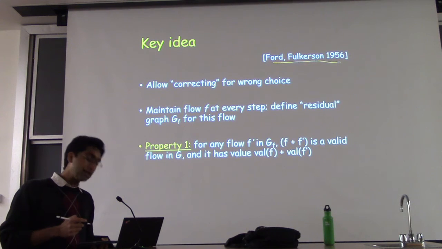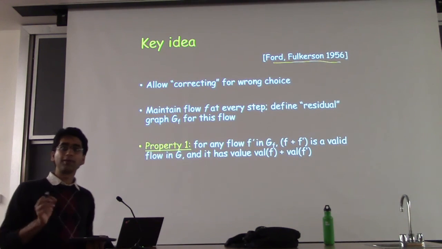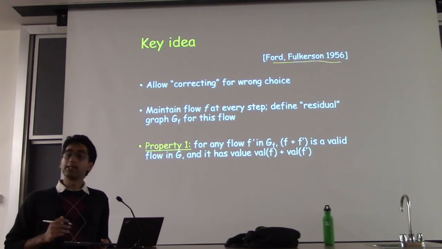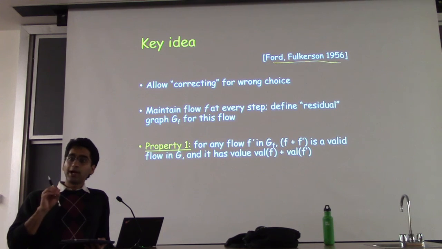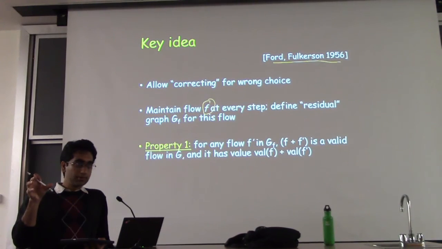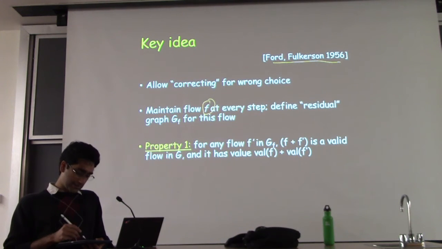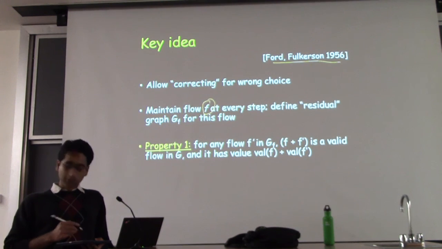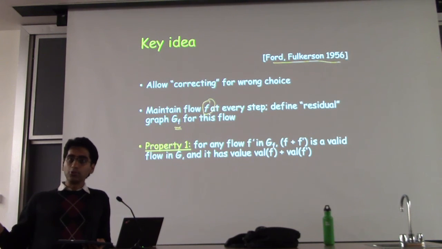And formally speaking, the way you do this is by maintaining what is called a residual graph. This is what we spent a lot of time last class defining, so I'll just recap that. The idea is you have some flow f at the current step, and you want to define this residual graph that just depends on this f. We call this residual graph G sub f. So this is just a new network in its own right, just a directed graph.